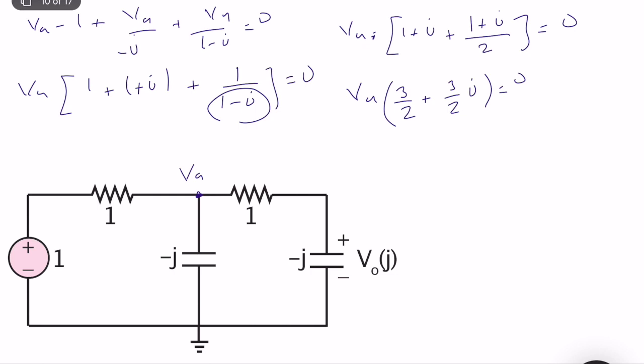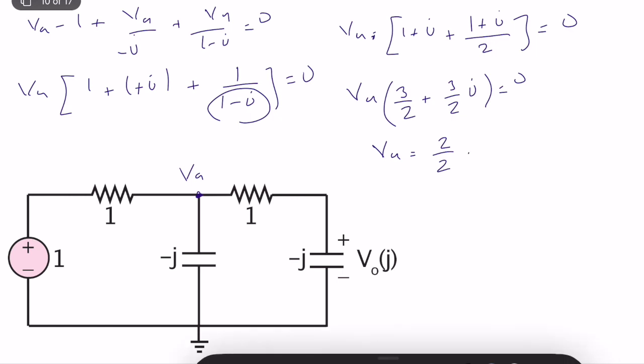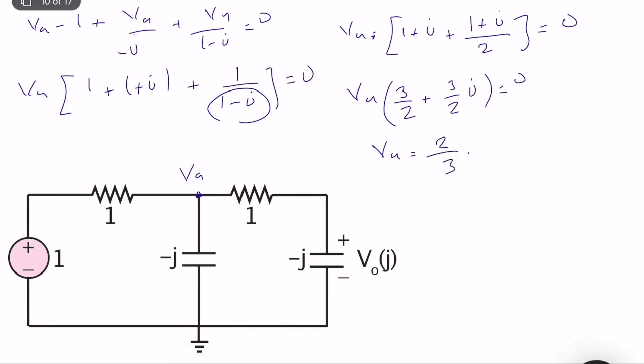So we are close to computing VA. VA is equal to 2 over 3, sorry, 2 over 3 times 1 over (1 plus j). I will keep it like that. I can convert 1 over (1 plus j) easily, but I will just keep it like that because I want to compute V naught. As you can see, VA is a complex number with a magnitude and a phase, so we can compute VA with respect to the base signal, cosine omega t. But our goal is the output voltage. Let's concentrate on that.